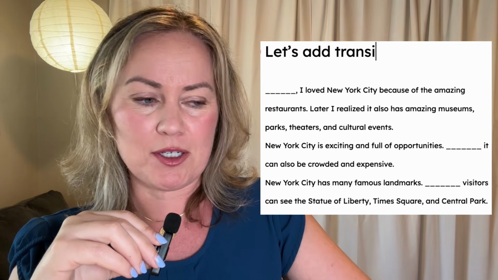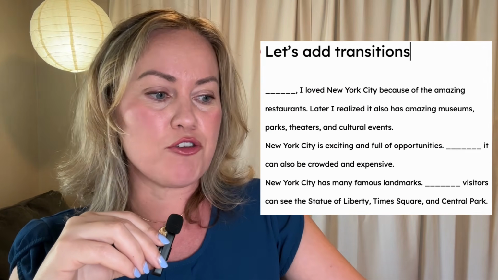I have some fill in the blanks that I think we can enjoy. We have a word bank with our 6 transitions: at first, however, therefore, in fact, for example, and overall. Number 1, what can we put in the blank to make the sentence better? Blank. I loved New York City because of the amazing restaurants. Later, I realized it also has amazing museums, parks, theaters, and cultural events.